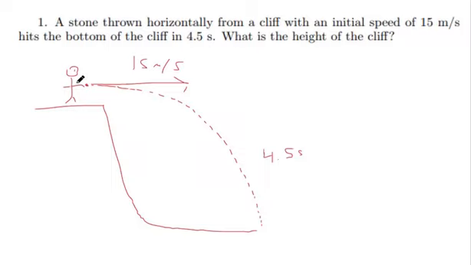A person throws a stone horizontally at 15 meters per second. Then it hits the ground in 4.5 seconds. So what's the height of this cliff? Actually, the initial velocity isn't impacting how high it's going because it's being thrown perfectly horizontal.